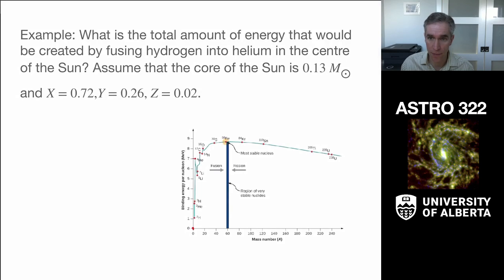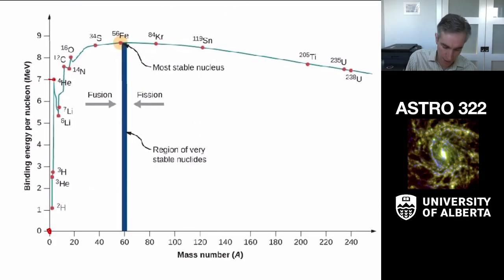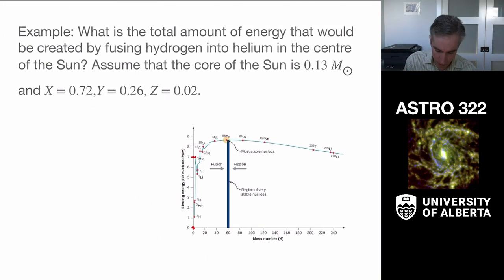So let's hop on over here and break this down a little bit. Essentially, we look at the curve, and we're starting out here with plain hydrogen. And hydrogen has no binding energy. It's not bound into a nucleus at all. We want to go up to where helium is, and so that goes from 0 to 7 mega electron volts. So every nucleon in the core, when it gets bound up into helium, will release 7 mega electron volts.